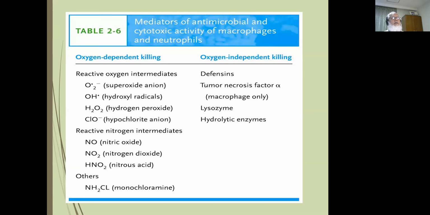These are the mediators and antimicrobial factors of macrophages and neutrophils. There are 2 types of killing, oxygen dependent and oxygen independent. In oxygen independent killing, they use defensin, tumor necrosis factor alpha, lysozyme, and hydrolytic enzymes. In oxygen dependent killing, there are superoxide ion, hydroxyl radical, hydrogen peroxide, and hypochlorite anion. Reactive nitrogen intermediates: nitric oxide, nitrogen dioxide, nitrous acid.